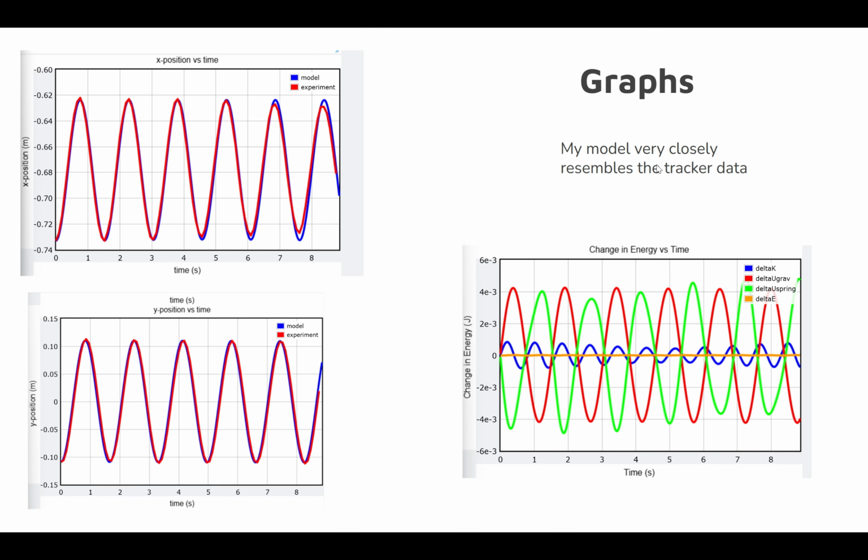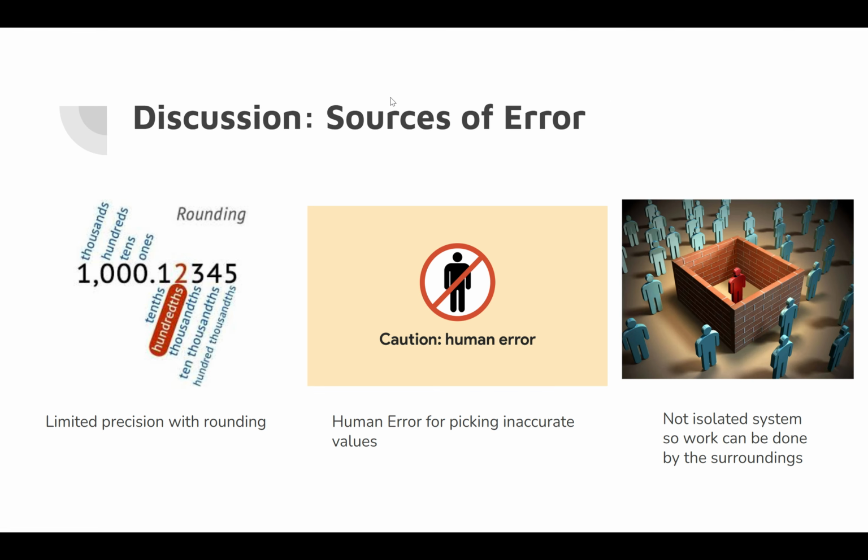So here are my graphs. This is my x position versus time. Here's my y position versus time graph. And as you can see, my model resembles the tracker data very closely. Some sources of error we can run into are limited precision when rounding, human error in picking inaccurate values, and that it's not an isolated system, so work can be done by the surroundings.